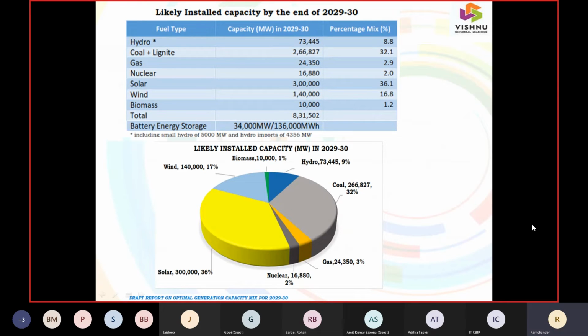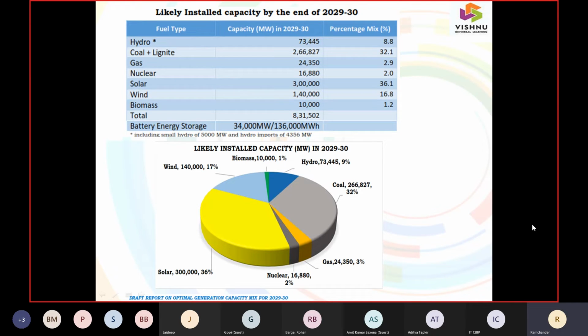This is the likely installed capacity by the end of 2030. This is the forecasted electricity generation in India by CERC, the Central Electricity Regulatory Commission. We are expecting to reach 831 gigawatt by 2030. In this, we expect exclusively solar generation to be 300 gigawatt, so almost 36% will be contributed by solar energy.